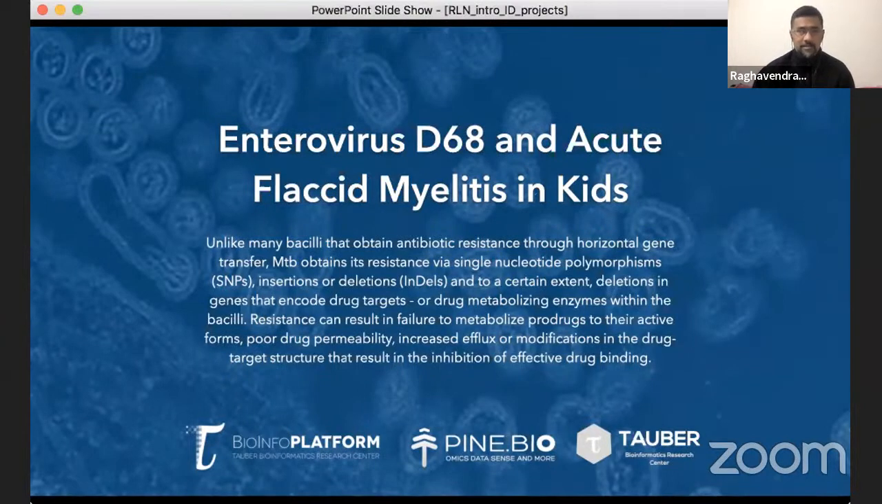This is a virus that causes a severe neurogenic disease called acute flaccid myelitis, AFM in short, mainly in children. It is a polio-like illness defined by the acute onset of paralysis of the spine. In this project, we will understand the evolutionary relationship between the strains of different outbreaks of this virus.